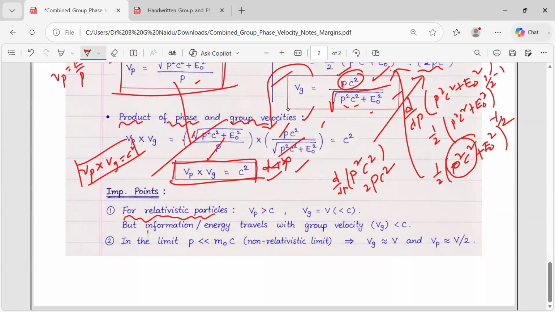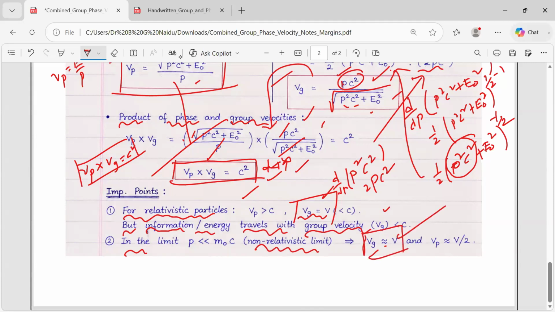So for relativistic particles, usually the phase velocity is greater than c, and the group velocity equals the actual velocity of the particle. The phase velocity does not have any physical significance; only information and energy travel with group velocity. In the non-relativistic limit, group velocity is nothing but the actual velocity of the particle v, and phase velocity equals v by 2.